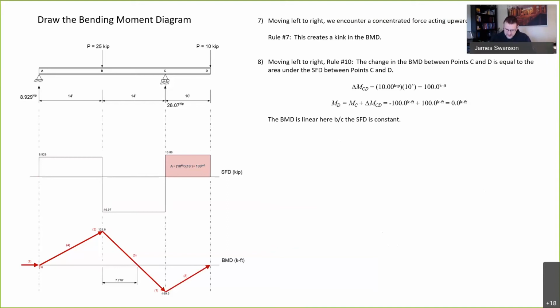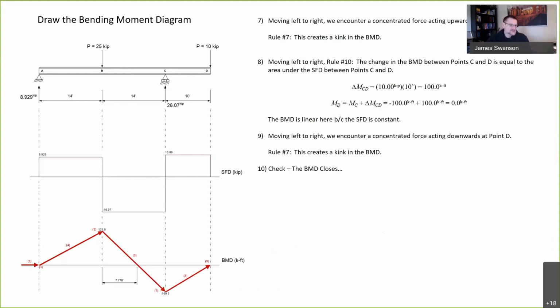Okay, rule number 7, a concentrated load of 10 kips creates a kink in the bending moment diagram in that region. And then we check to make sure that the bending moment diagram closes. If it doesn't, then you made a mistake drawing the bending moment diagram, or you made a mistake when you had your shear force diagram. And then finally, we check rule number 5, the moment at point A is equal to 0. It's the moment at the free end of a beam. And then the moment at point A is 0 because it's a pinned end. Moment at point D is 0 because it's a free end.